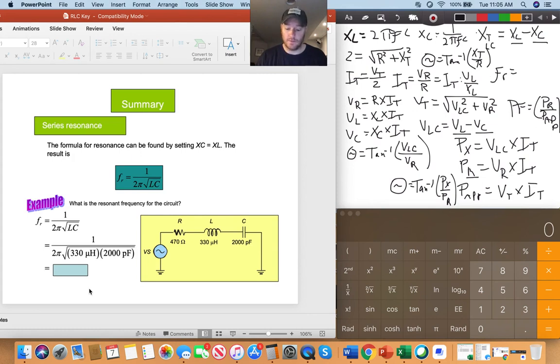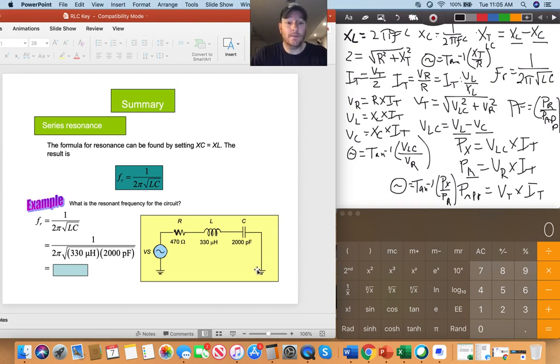FR equals 1 over 2 pi times the square root of L and C. Now, this is not X of C and X of L. This is the inductive value in henries and the capacitive value in farads, okay? So be aware of that. All right, let's go ahead and run this formula one time. How you do this formula is going to depend on your calculator, all right?